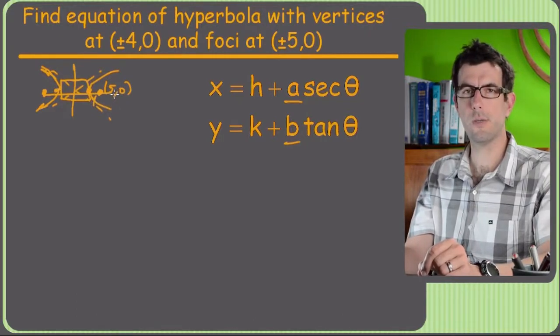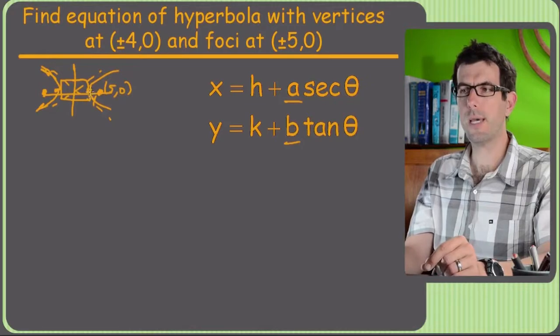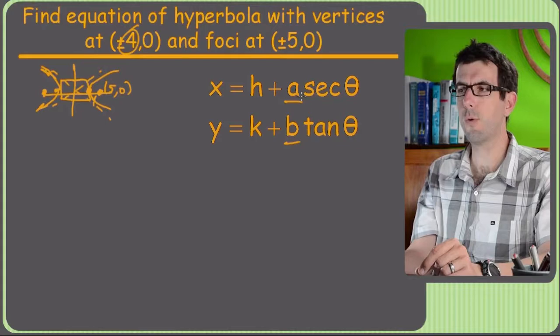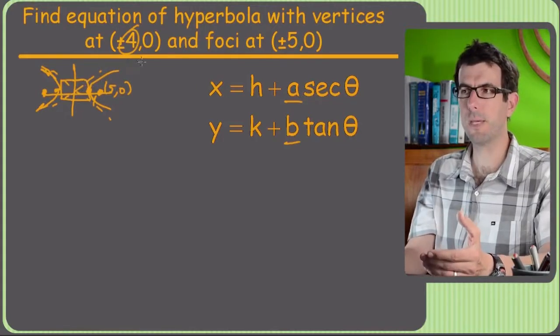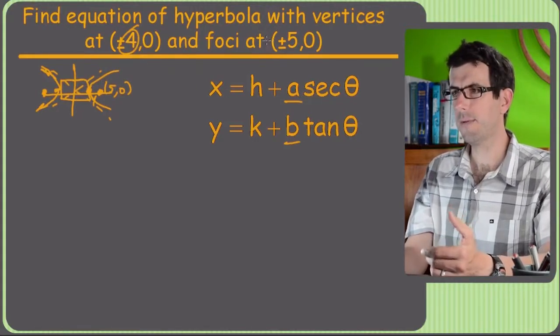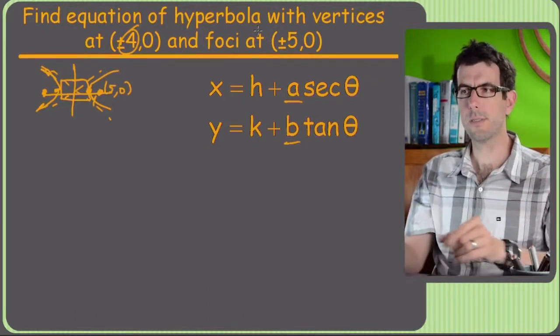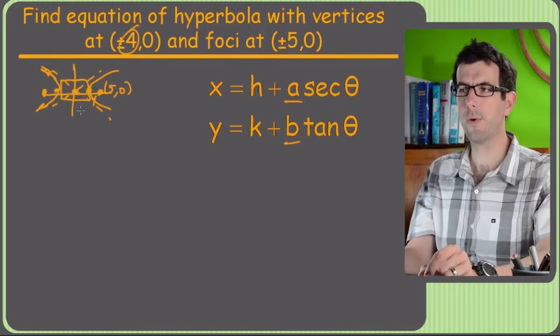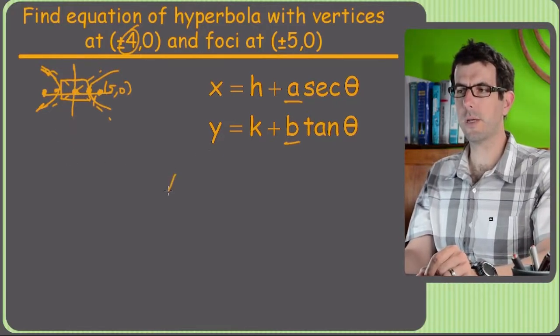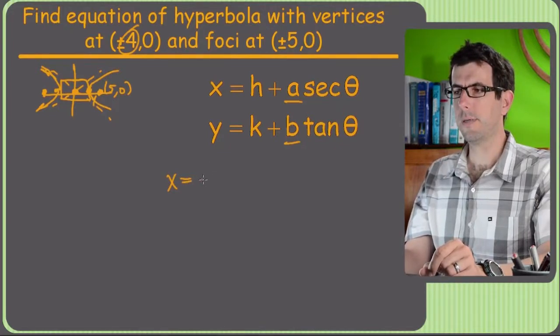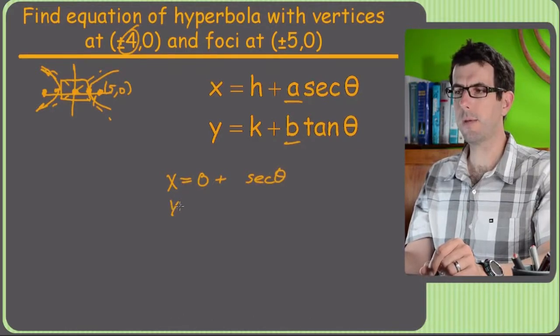So the question is, what are a and b? Well, it turns out that this distance right here, that's a. So right away, we know this thing is centered at 0 because these foci and the vertices are both symmetrical about the origin. So it looks like the center of this thing is right at the origin. So that means I can just start plugging and chugging. x equals 0 plus something secant theta, and y equals 0 plus something tan theta.